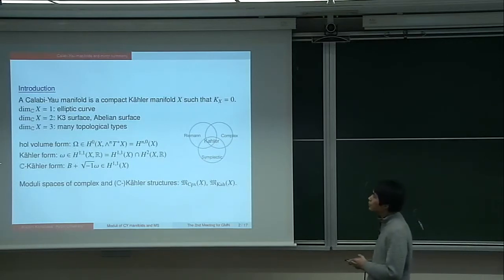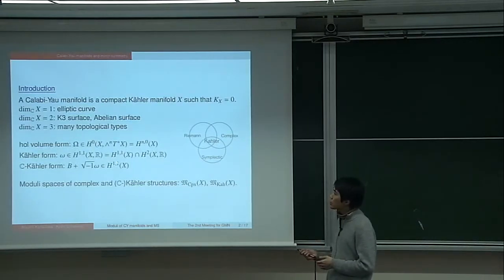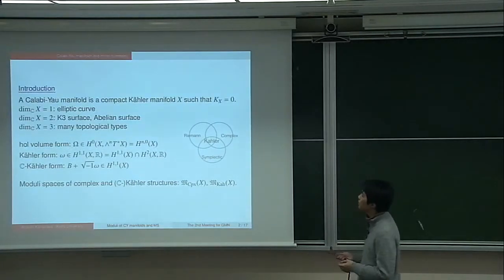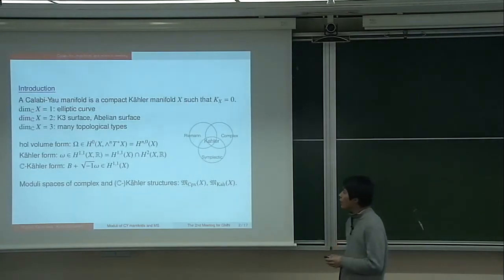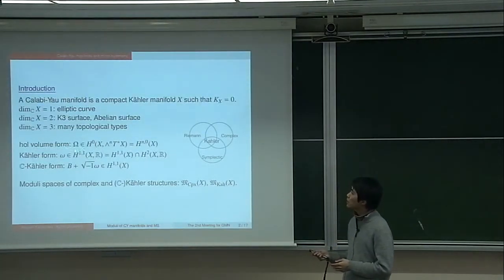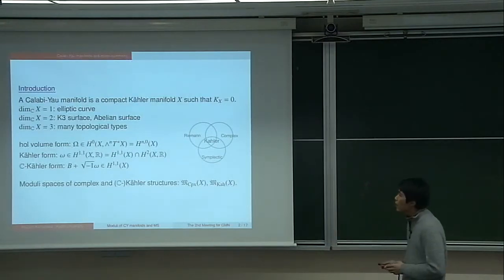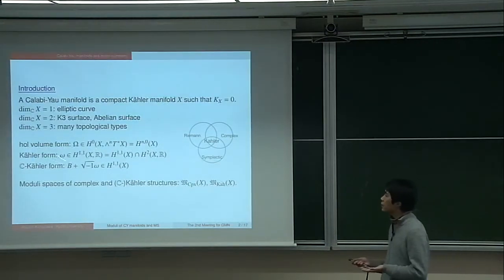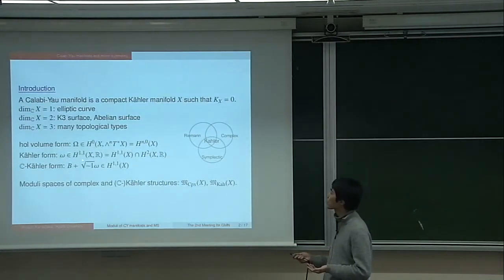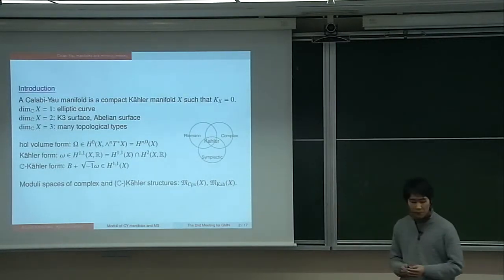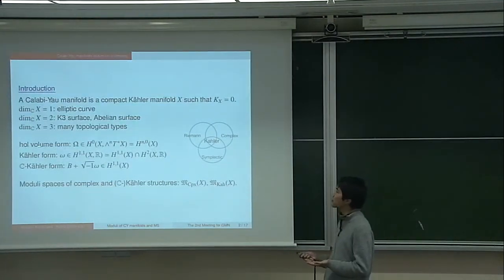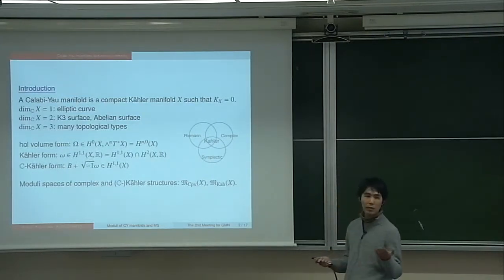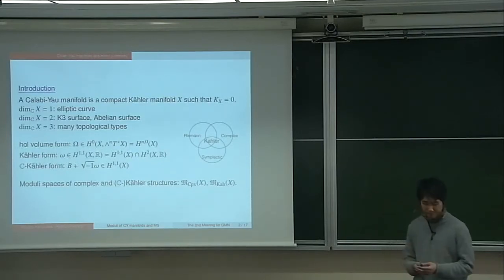And I want to fix some notation. By the Calabi-Yau condition, it carries a holomorphic volume form, which is a global section of the top wedge of the cotangent bundle. It's a nowhere vanishing holomorphic volume form. And also it's a Kähler manifold. It carries a Kähler class, which belongs to H^{1,1}, its real part. But often we consider the complexification of the Kähler class as well. So it's called a complexified Kähler form. That is an element of H^{1,1}, in such a way that the imaginary part is a Kähler form. The real part can be anything.